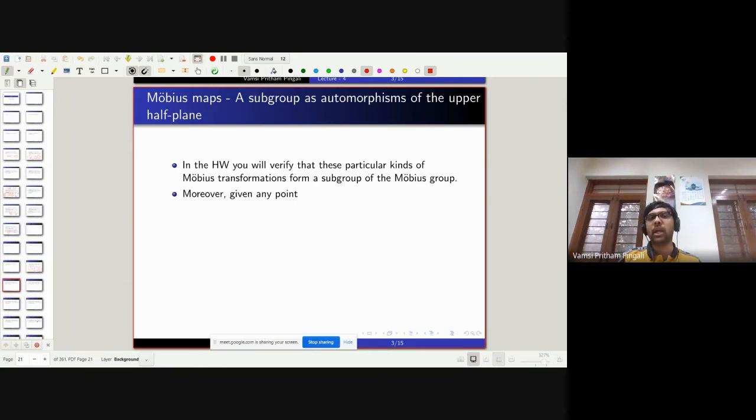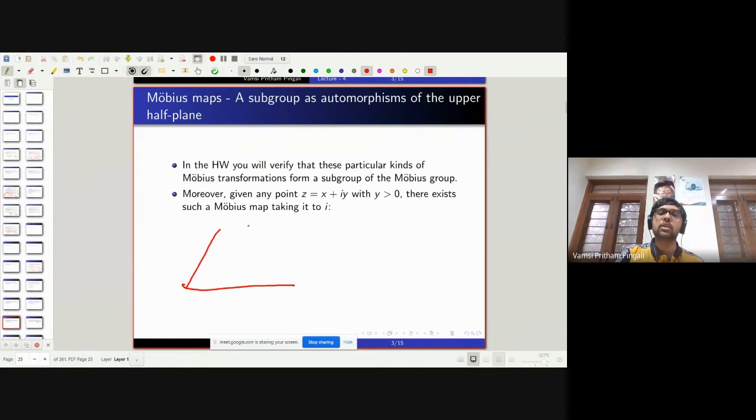Moreover, given any point z equals x plus iy, where y is positive, that means you're in the upper half plane, there exists such a Mobius map taking it to i. What does this mean?